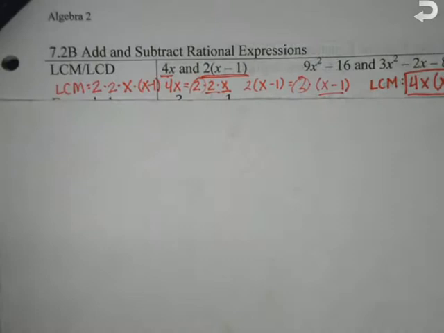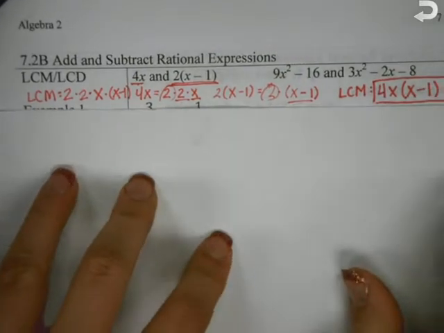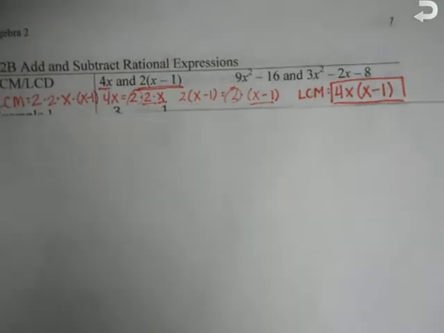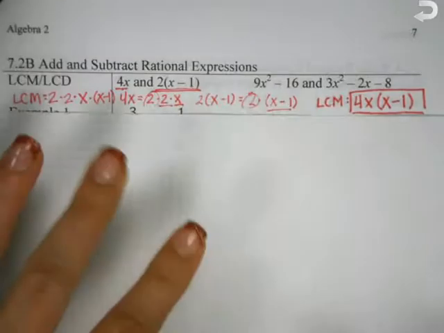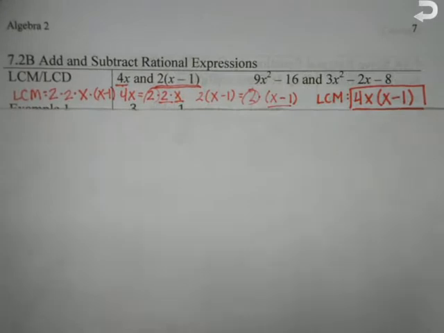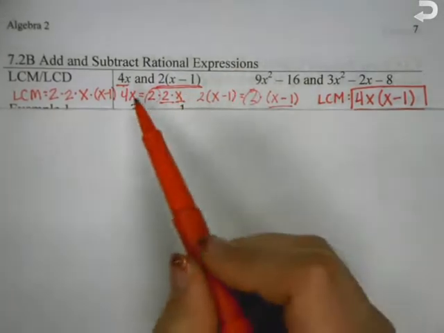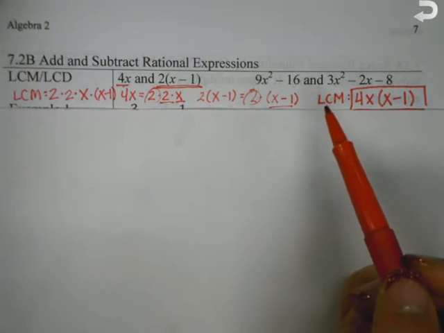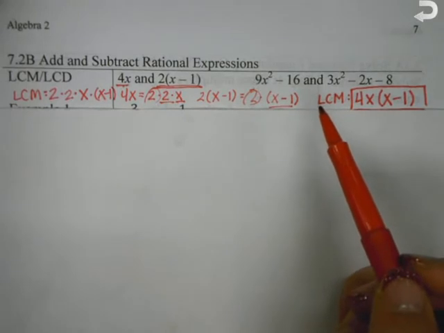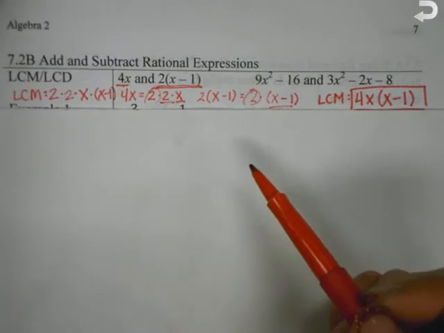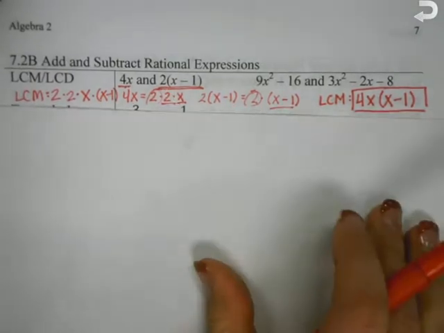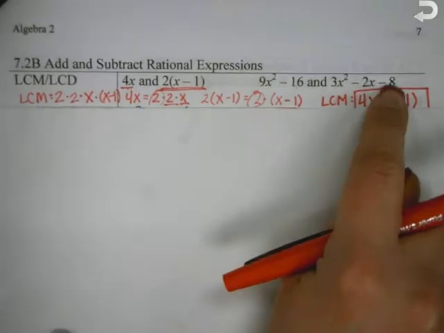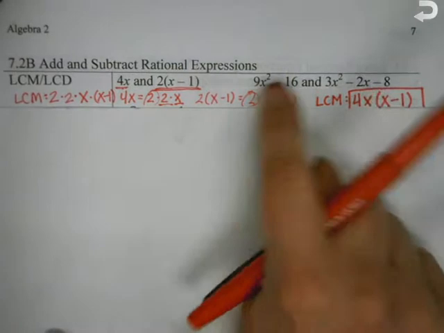So when we have binomials, trinomials, and monomials as our denominators, it's really going to help us to factor everything out to see what those common factors are, because then it's going to make our multiplication and our common denominators a little bit easier. Okay, so that's the first one, and I, for some reason, did not leave myself enough room. Let's move on. So doing the second one, let's factor both of these.